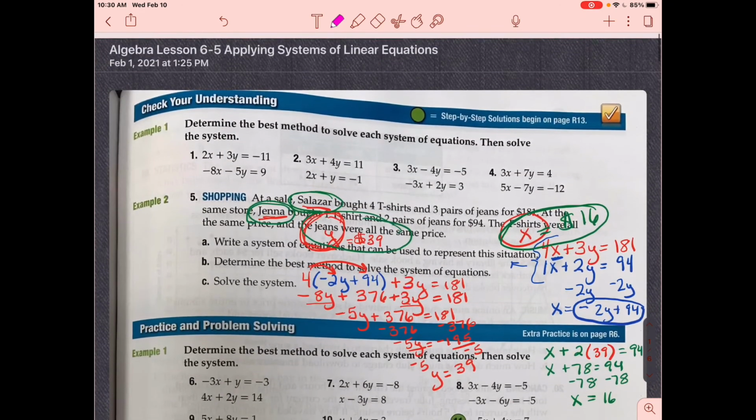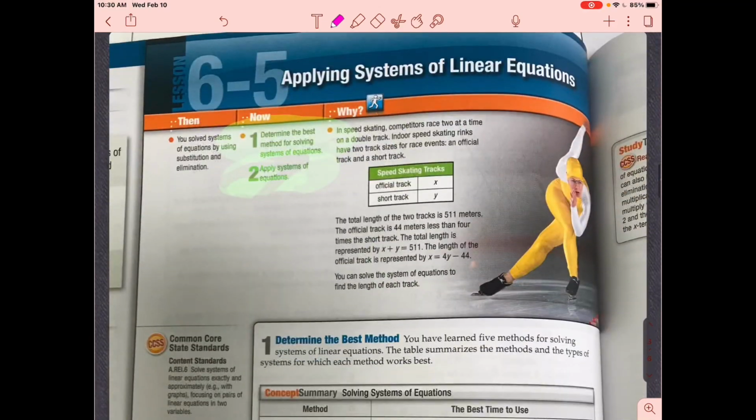All right, so in this lesson, we were talking about picking the best method for solving a system, and we talked through a whole bunch of word problems.